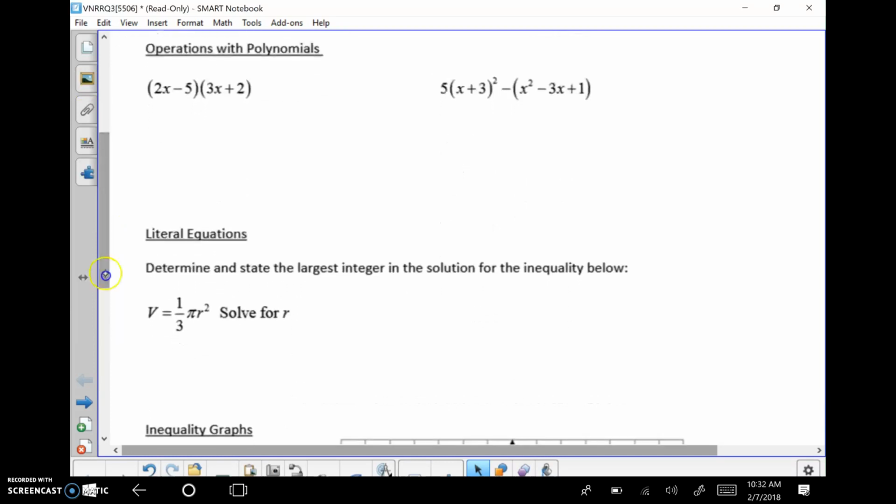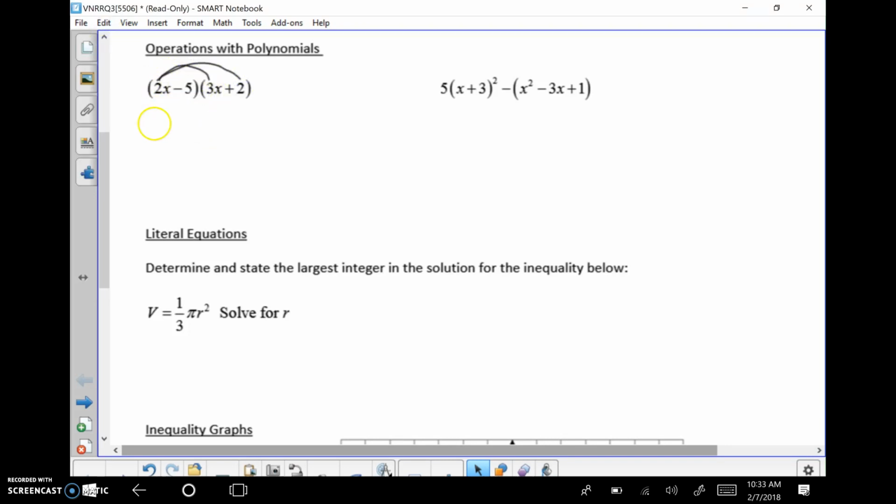Operations with polynomials. First, simple multiplying. Sometimes people call this FOIL, where I've got to multiply the first, the outside, the inside, the last. But really, what it is, it's just distribution. I have to make sure that everything in this first term, A, gets multiplied by everything in the second term, B. So, it's distribution. And no matter how many terms I have over here and how many terms I have over here, take the first term on the left and multiply it by everything on the right.